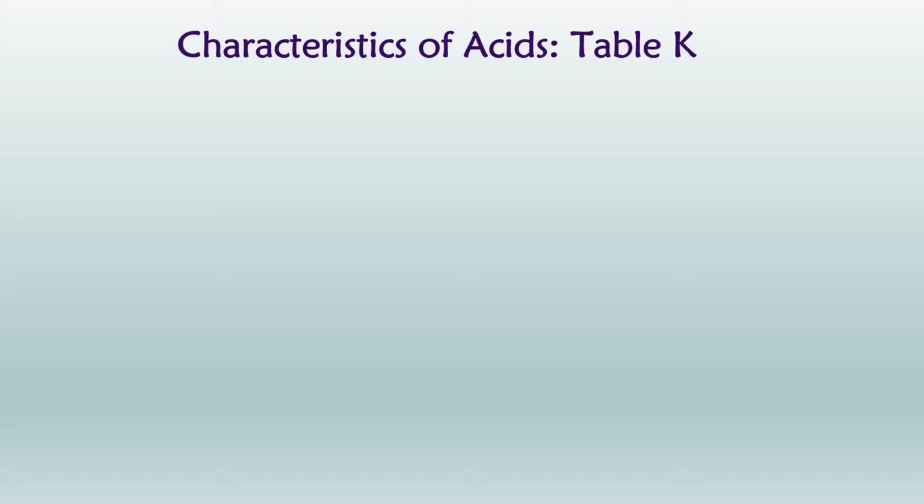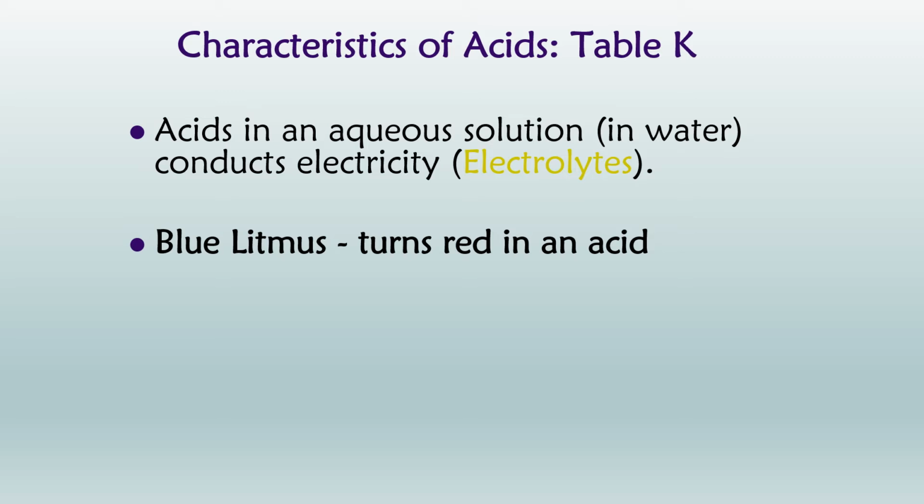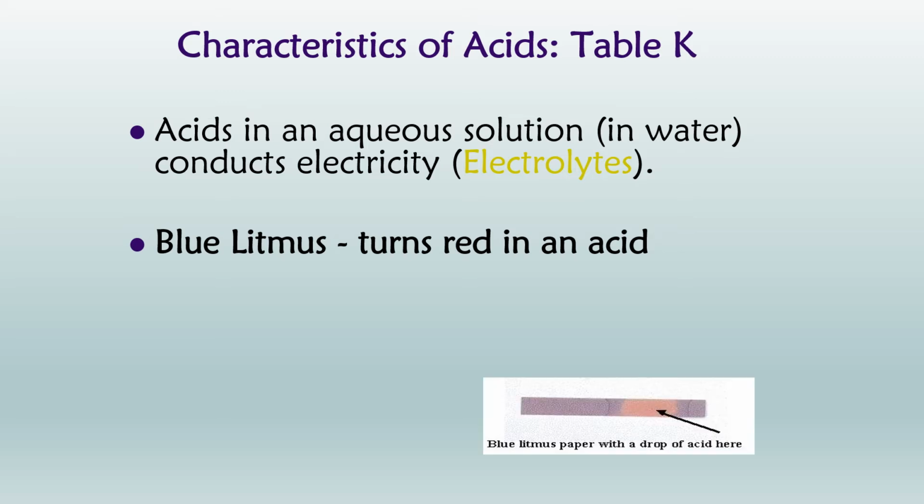Now, some of the characteristics that can help us identify an acid, other than looking at the equation and seeing that hydrogen going off, are these. If you're observing in, let's say, a lab, we have a solution and we want to know whether this is acidic or basic, then some of the things that we know about acids are that they can conduct electricity, so they are good electrolytes.